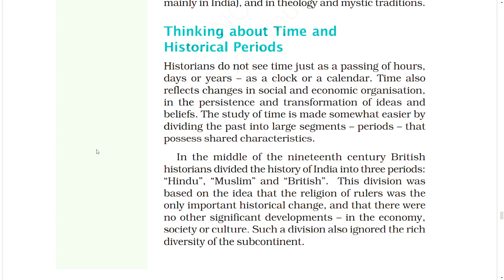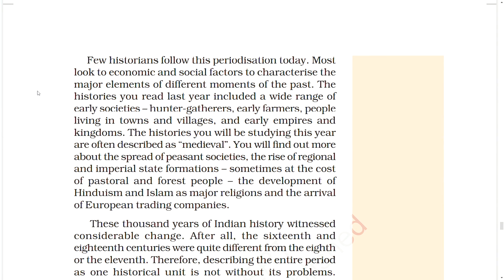In the middle of the 19th century, British historians divided the history of India into three periods: Hindu, Muslim, and British. This division was based on the idea that the religion of rulers was the only important historical change and that there were no other significant developments in the economy, society, or culture. Such a division also ignored the rich diversity of the subcontinent. Few historians follow this prioritization today. Most look to economic and social factors to characterize the major elements of different moments of the past.